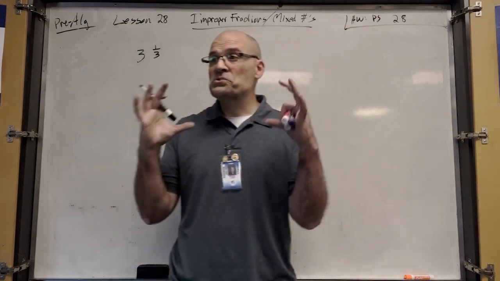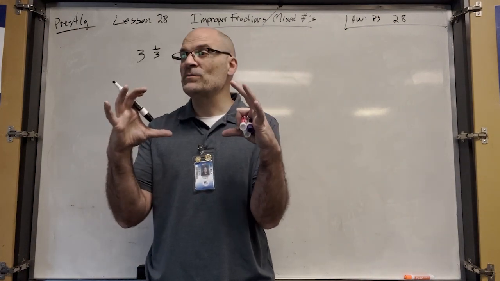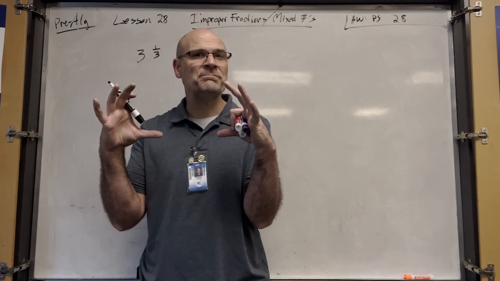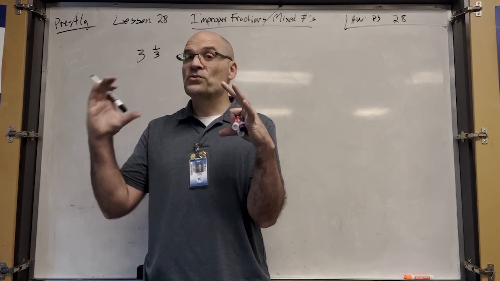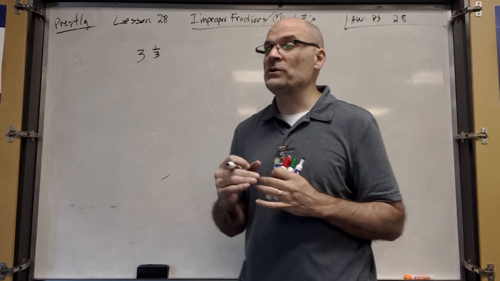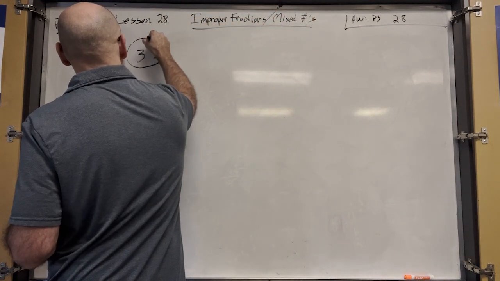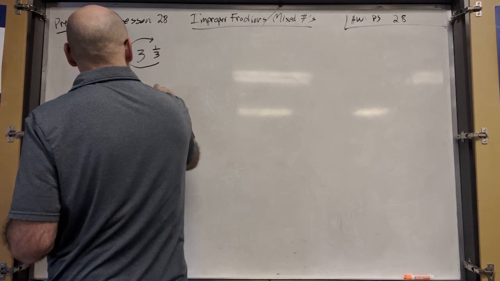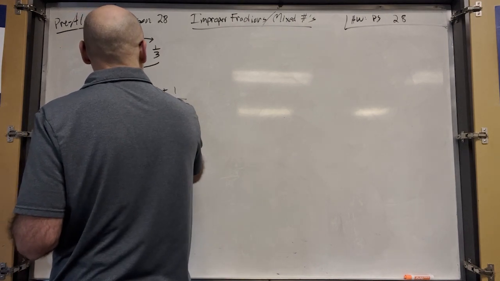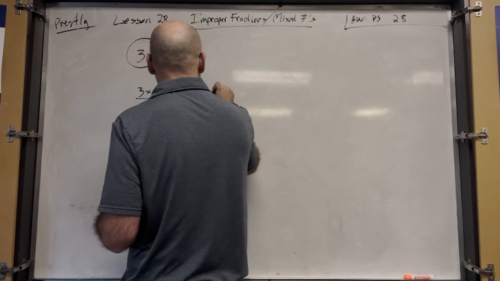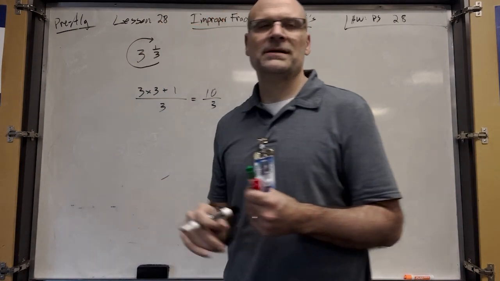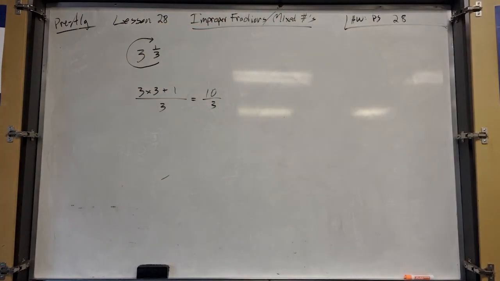If there are 3 whole pizzas, how many pieces come in 1 pizza? 3. So 3 times 3, like the equal group problems, plus 1 piece, all over thirds. We're still talking about thirds, so it's 10 thirds. The denominator tells you what the fraction is, and the whole number is like actually cutting the pizza.